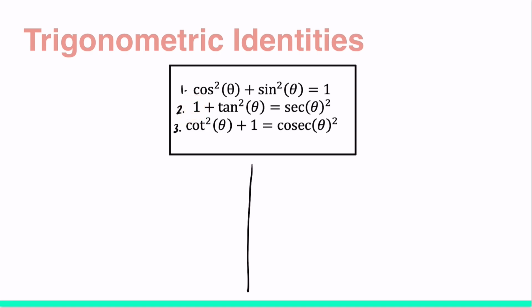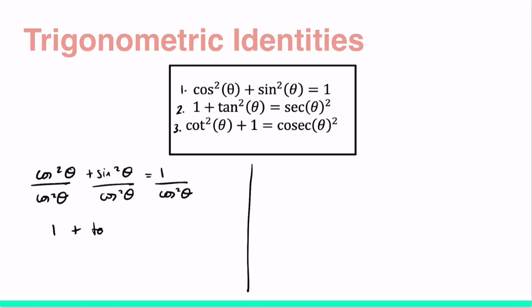So automatically, the first thing I'm thinking of is I'm just going to divide everything by cos squared to get that 1. So if I start off with cos squared theta plus sine squared theta equals 1, I'm going to go ahead and divide everything by cos squared theta. Now cos squared theta divided by cos squared theta is just 1, plus sine squared on cos squared is equal to 1 on cos squared, and we know that 1 on cos is sec.